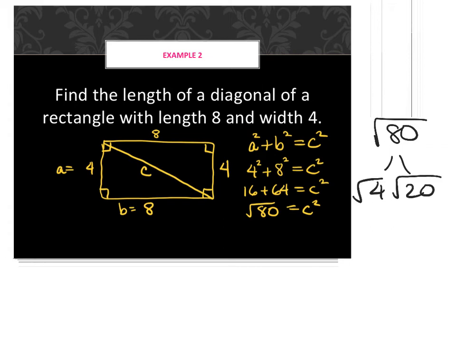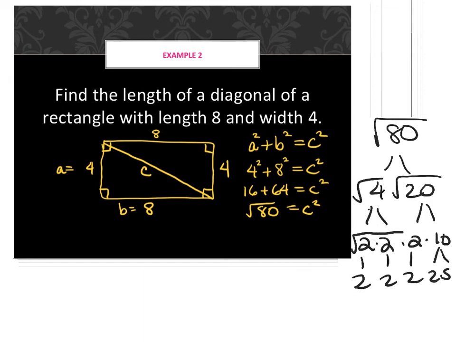Now, I need to keep breaking these down until they're prime. So 4 is 2 times 2. 20, I can either do 2 times 10, I'll do that, 2 times 10 or 4 times 5. It doesn't really matter how you break it down. Now that I've done this, I'm at prime numbers. Now I look for pairs. I have a pair of 2s, and one of them comes out. I have another pair of 2s. One of them comes out. Nothing to pair with the 5. He stays under the radical.